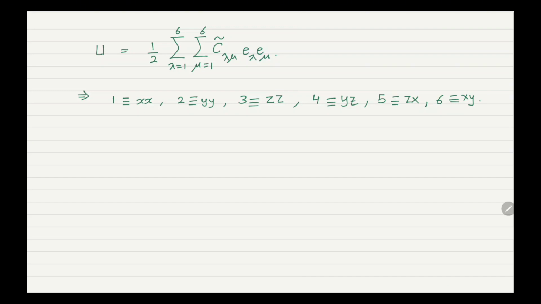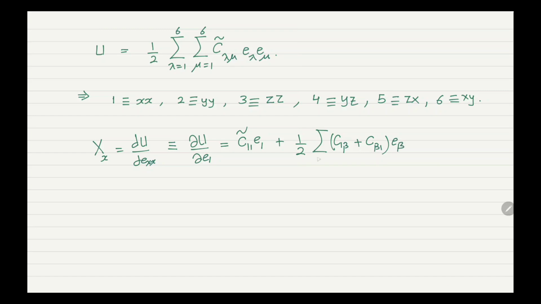Now the stress components are found from the derivative of U as we defined before, and in this case σXX equals dU by dεXX, which is equivalent to partial U partial E1, or C11 E1, remember XX is equivalent to 1, plus half the summation of C1β plus Cβ1 times E2β, with β from 2 to 6.